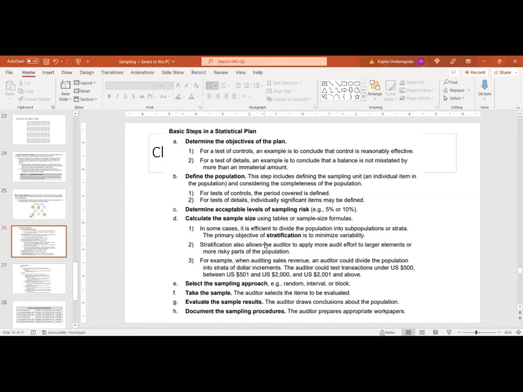In some cases, it is efficient to divide the population into subpopulations or strata, right? And then we do what we call stratified sampling to minimize the variance. Do you have an idea of what we mean by stratification?